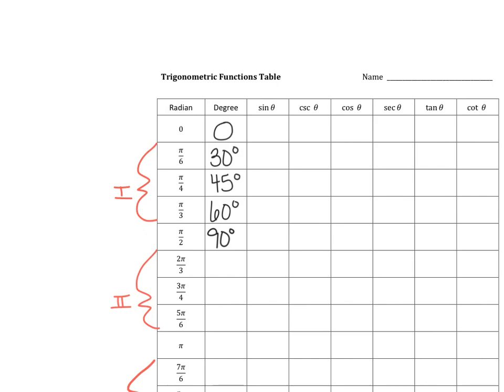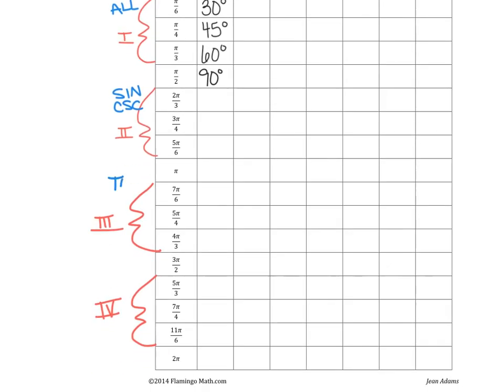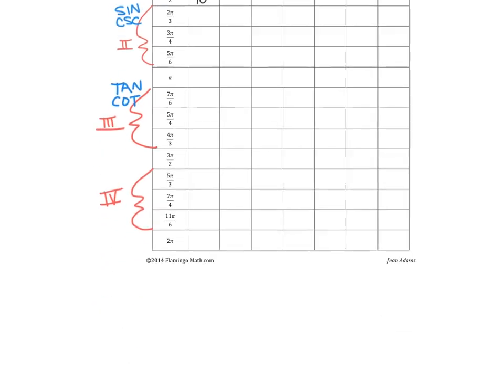Okay, remember in quadrant 1, everything is positive. In quadrant 2, sine and its reciprocal cosecant. In quadrant 3, tangent and cotangent. And then in quadrant 4, cosine and its reciprocal secant.